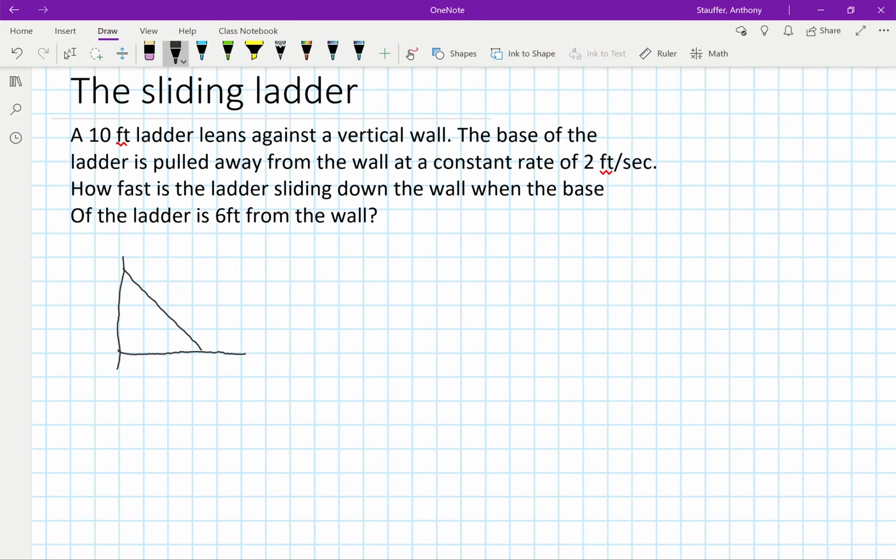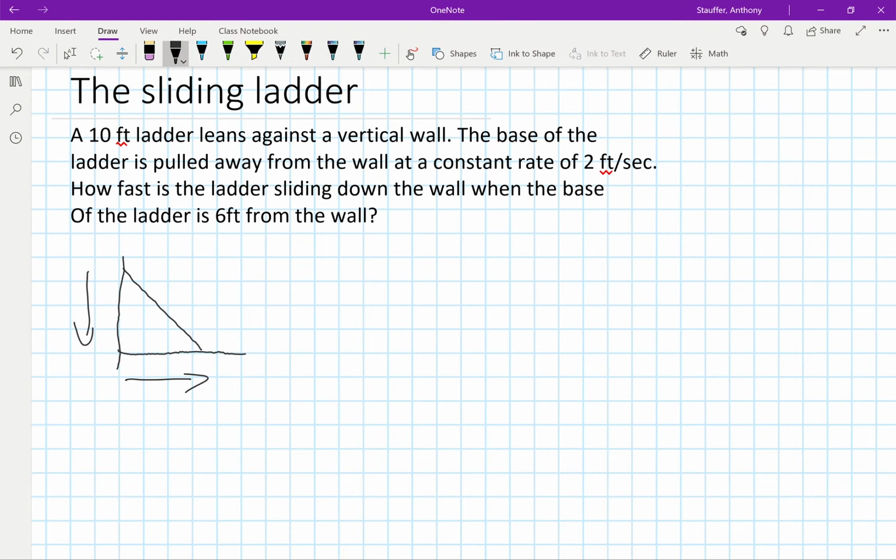Let's see what we have here. So we have the 10-foot ladder, and what's happening is it's sliding away from the wall, and the top is going to be sliding down the wall. Now, one thing about these related rates questions that we have to take into account is negative values. If a rate is negative, that means that it's decreasing in size. If a rate is positive, that means that it's increasing in size.